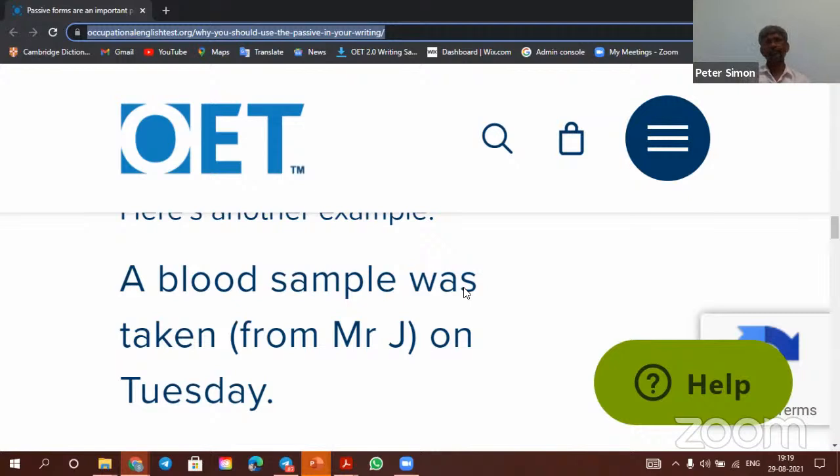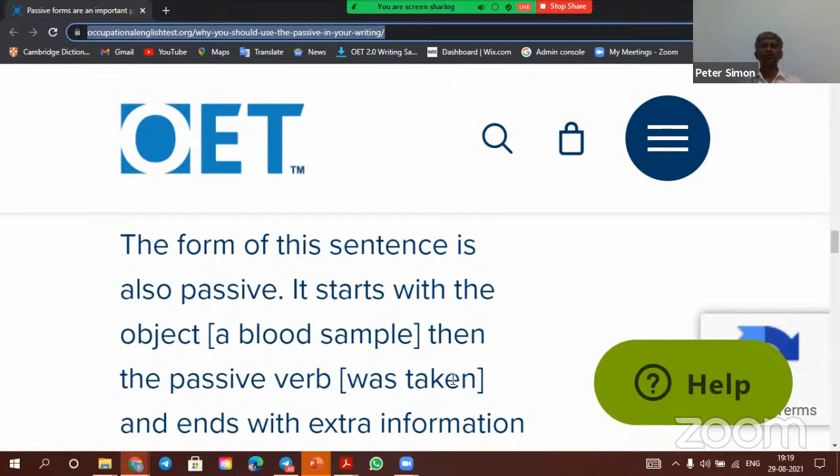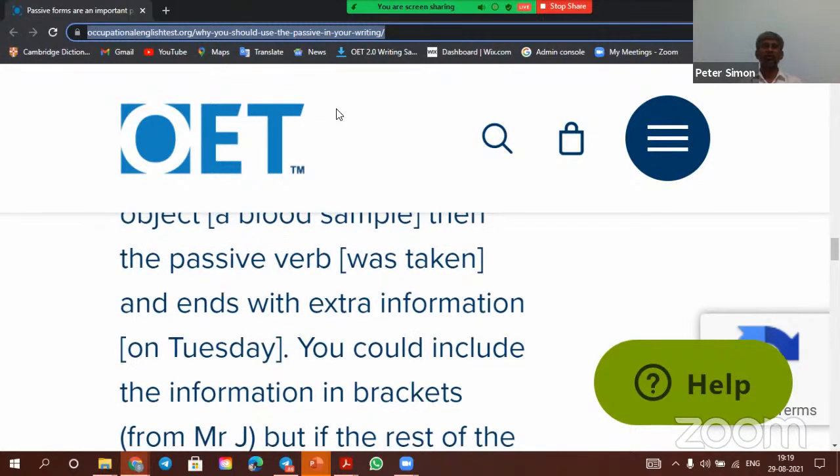I took a blood sample of Mr. John on Tuesday. That's not supposed to be. Okay. The form of this sentence is also passive. It starts with the object, a blood sample. Then the passive verb was taken and all these things. Go through these things.